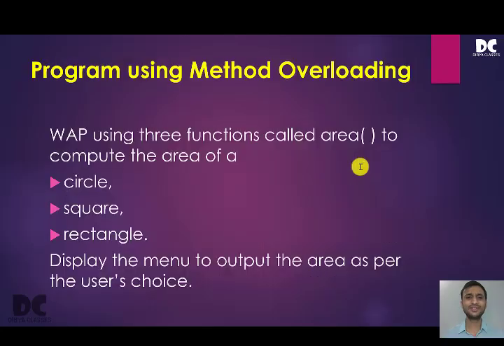Understood? So now we'll do the same question, but instead of 3 functions, we'll be using 3 constructors called area. And the class name will also be area because the constructor name and the class name will be same. All the constructor names will be known as area. So again we have to take the class name as area. We cannot take a different class name or else it will not be a constructor, because a constructor should have the same name as the class name.